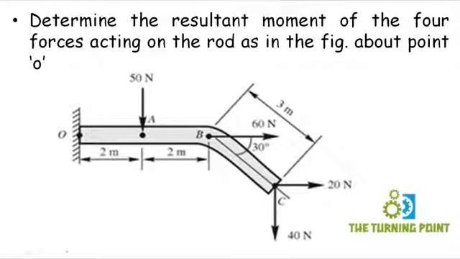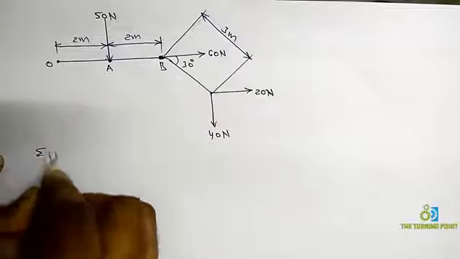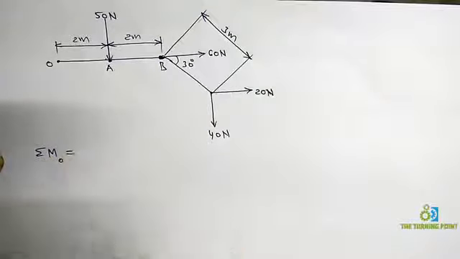Determine the resultant moment of the four forces acting on the rod as shown in the figure about the point O. So that is the given question. So I want to calculate the moment about O, that is sigma MO.